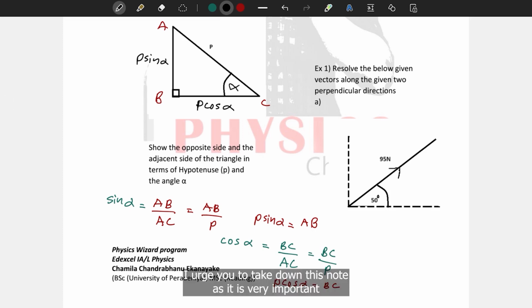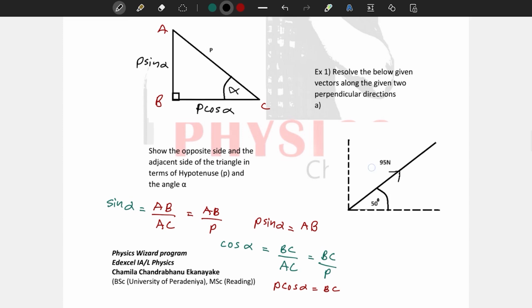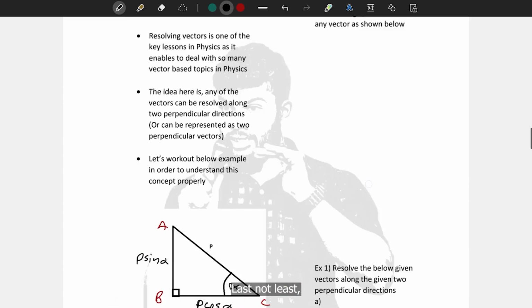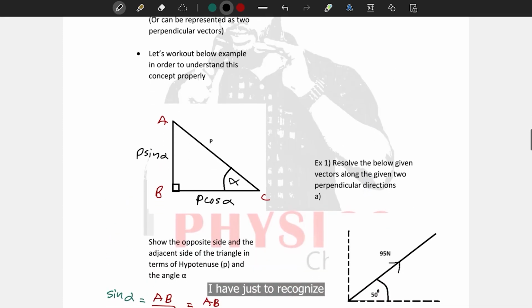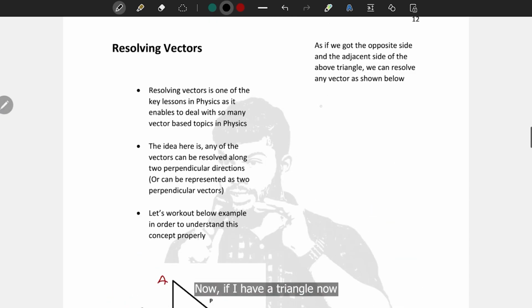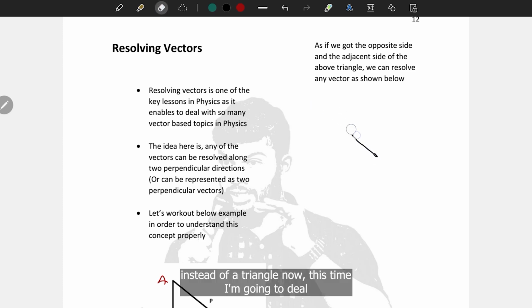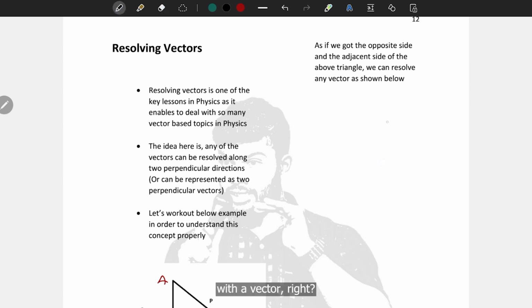I urge you to take down this note, as it is very important for you to understand these concepts. Right. Now, last but not least, I have just recognized a very powerful relationship. Now, instead of a triangle, this time I'm going to deal with a vector, right? So this is my vector.